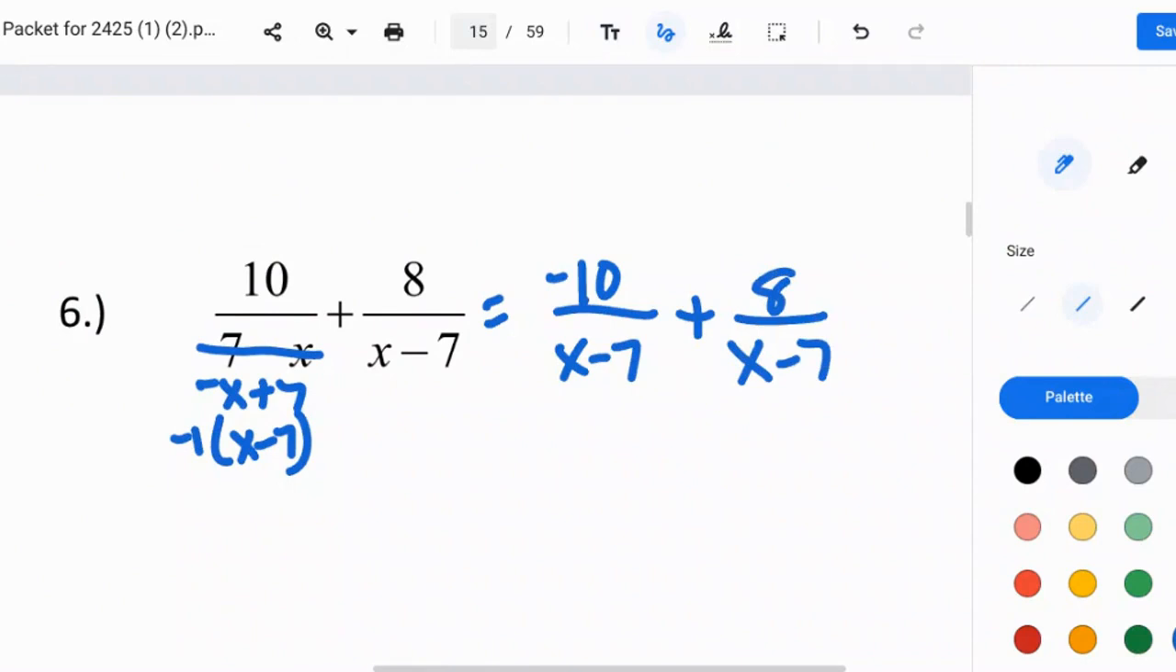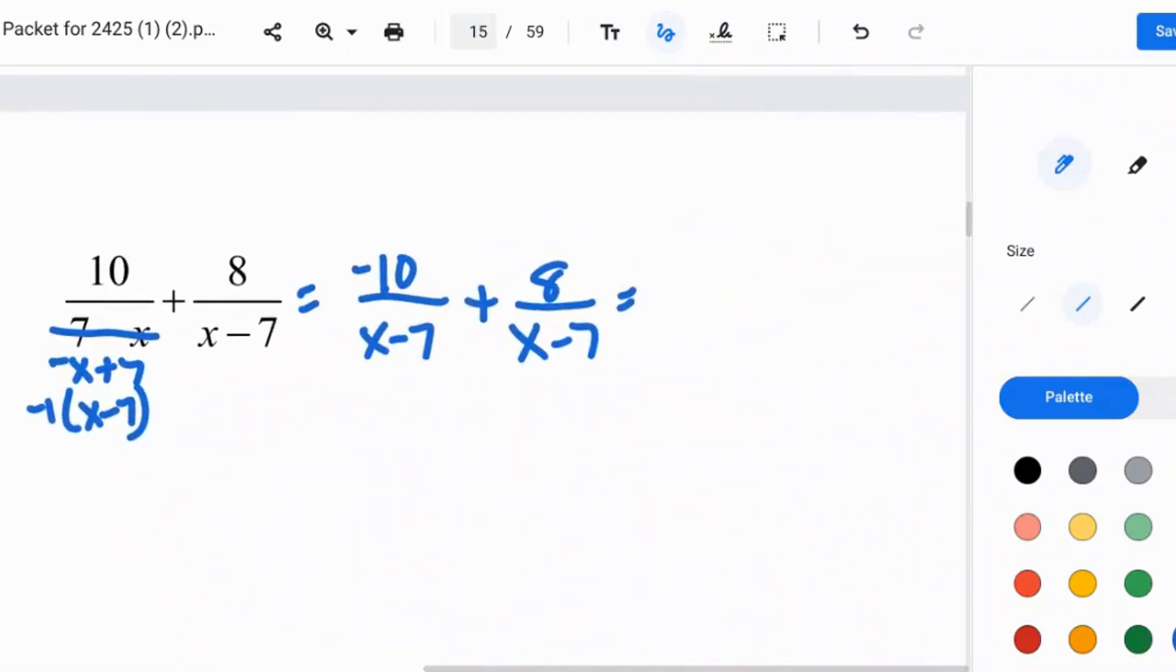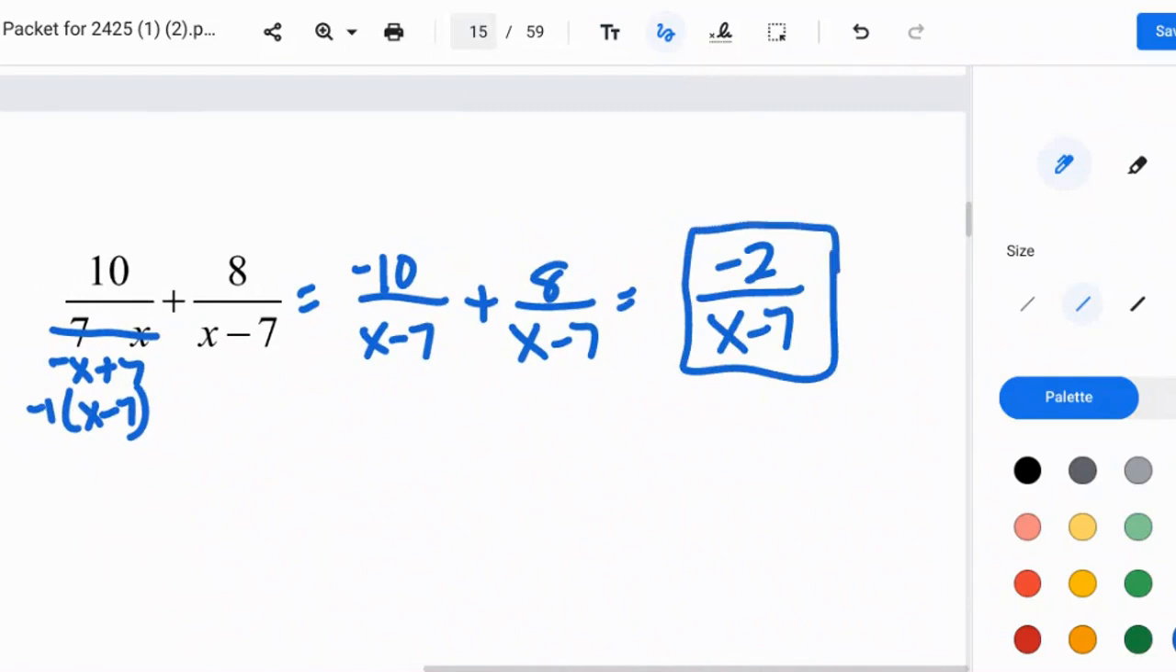Now the bottoms are identical. So the bottoms are the same. That means I can add the tops. I think that's going to be an easy one. That's just negative 2 over x minus 7. And that's all I got.